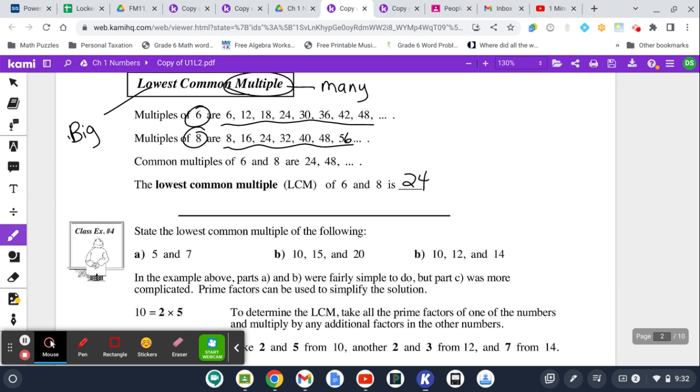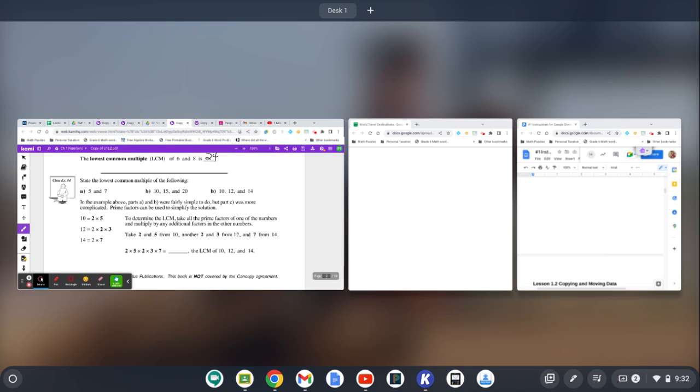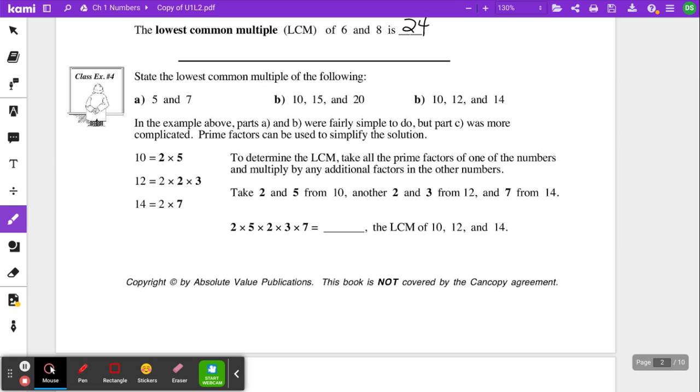Okay, so let's talk about what would be the lowest common multiple of 5 and 7. So think about all the multiples of 5: 5, 10, 15, 20, 25, 30. Think about all the multiples of 7 and come up with the one, what's the first one in the list? Say it again. 35. The first one in the list would be 35.